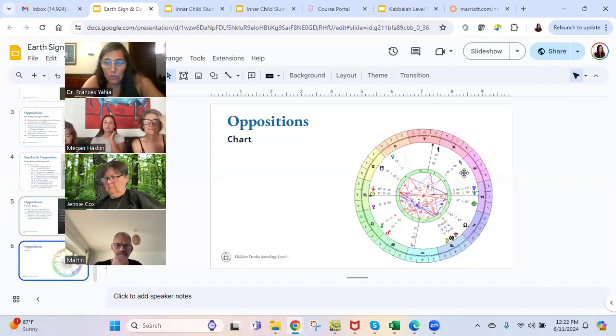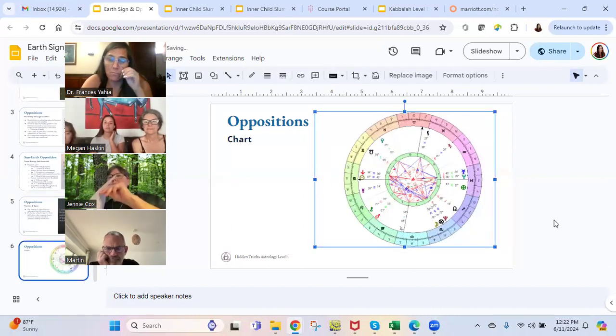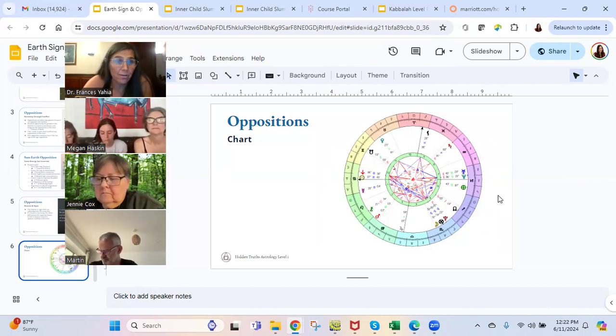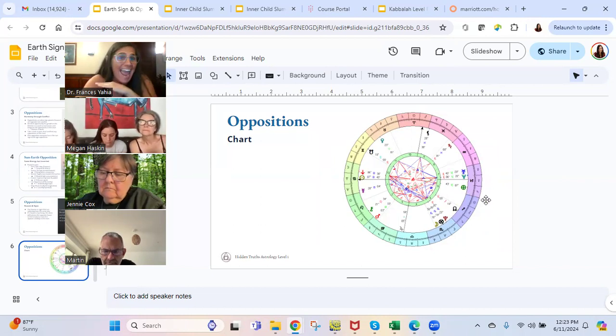So here's a sample chart. We're going to look at everyone's chart in a moment. But I first want to show you this symbol here. It's green. It's a circle with a cross in it. This is the symbol of Earth. You see that? Everybody has this. It is always directly across from your Sun. It's the one opposition every single person has. So that's going to be the first thing that you're going to look for.